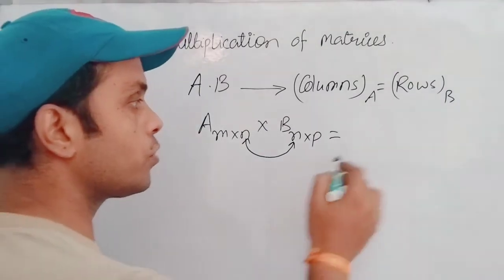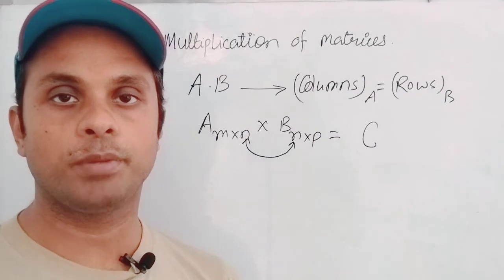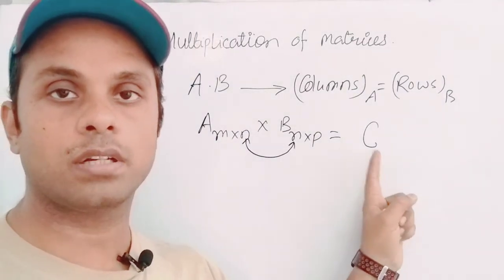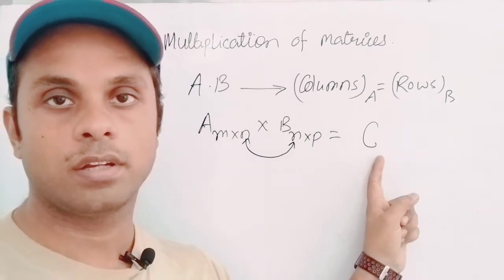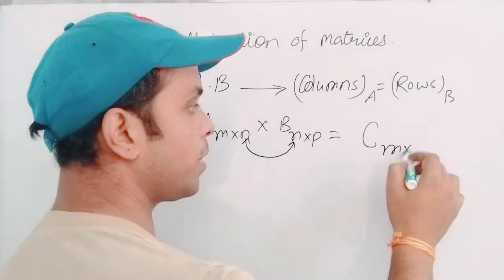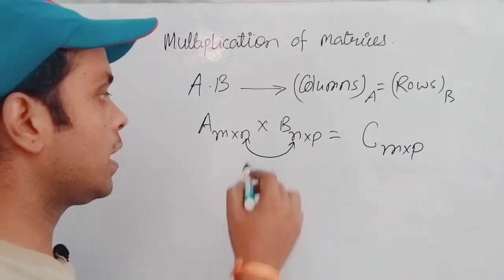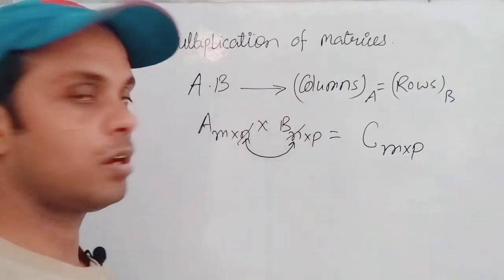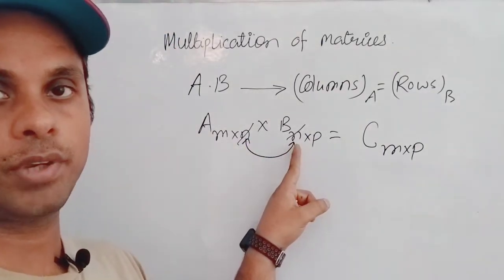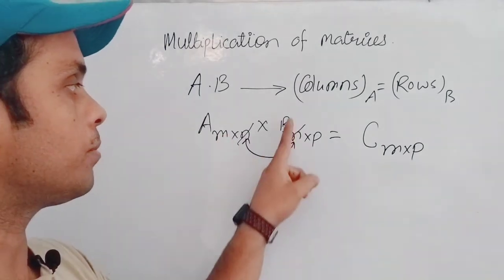Suppose you obtain a resultant matrix C. What would be the order of matrix C here? The order of the resultant matrix is always the number of rows in the first matrix by the number of columns in the second matrix. Basically, we cancel the common things here. Columns and rows are the same here, so we can cancel them. What is left is the rows of the first matrix and the columns of the second matrix.